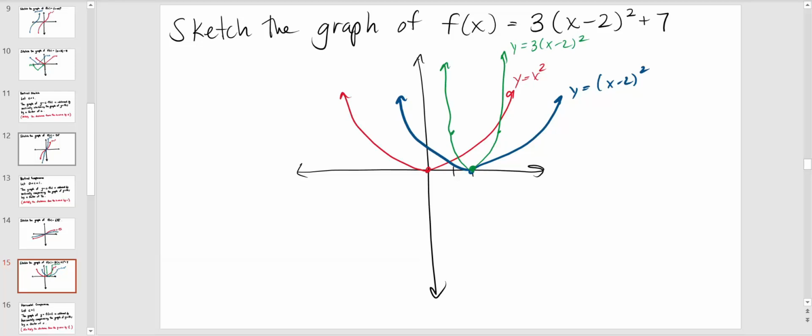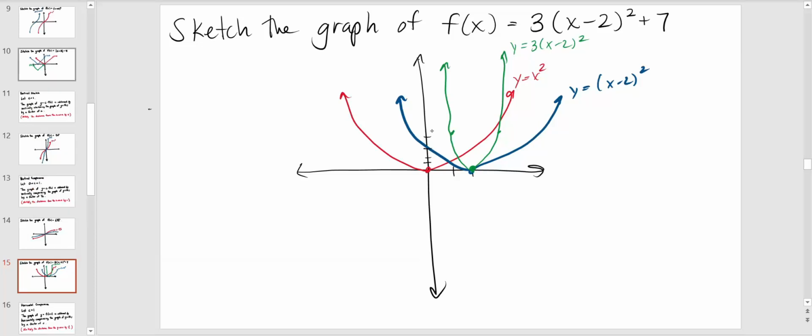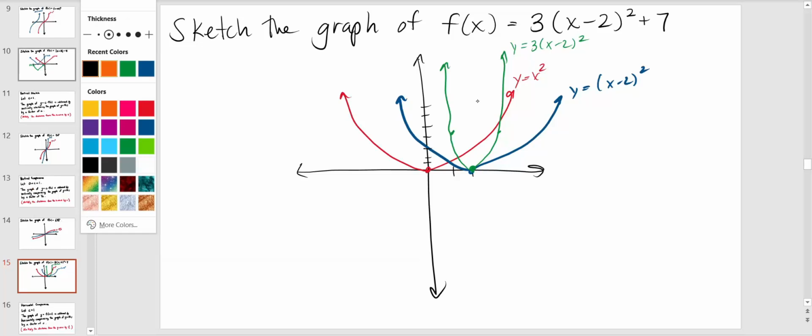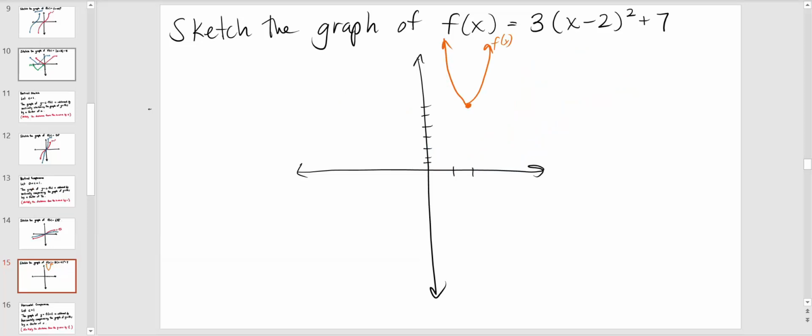And now we take that green graph and we shift it up 7 units. 1, 2, 3, 4, 5, 6, 7. Let's see, I'm running out of colors here. Let's try orange. I get this green graph shifted up 7 units, but still a tall, skinny parabola, and there's my f of x. Here's what it would look like if I didn't have all the intermediate graphs in there, and I hope you can see where that graph is coming from.